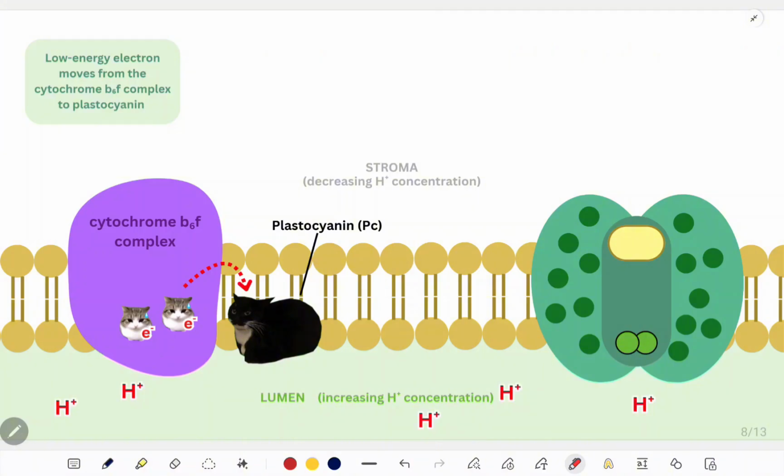From here on out, the low energy electrons in the cytochrome B6F complex are transferred to plastocyanin one by one, by the way, and plastocyanin moves to photosystem 1. So again, plastocyanin takes the electrons from the cytochrome B6F complex one by one to photosystem 1.